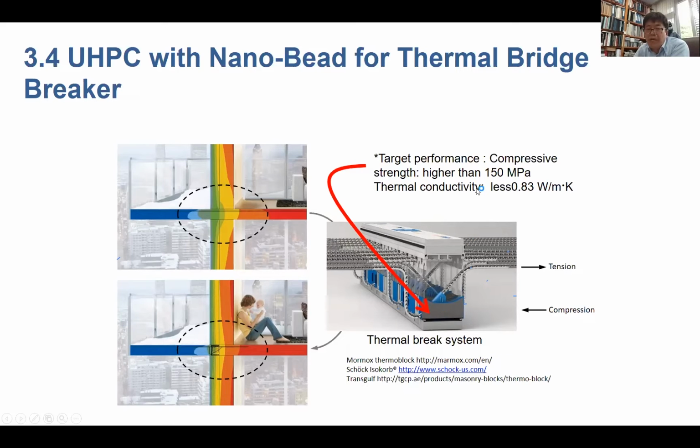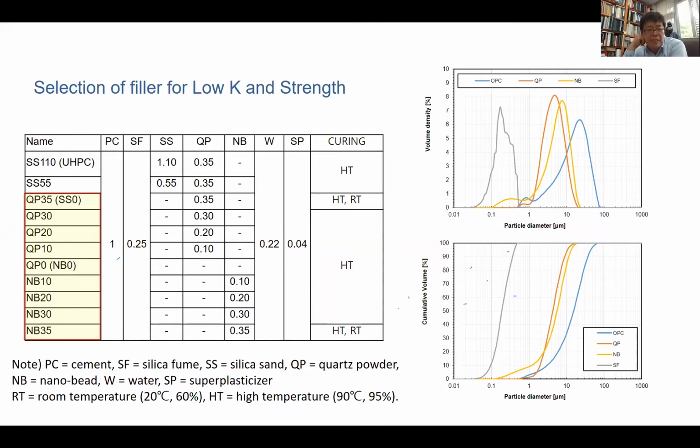So our target is a material with high compressive strength and also low thermal conductivity, developed by adding nano bead material. So we prepared a reference specimen of UHPC with quartz powder, and four specimens, where the fourth specimen is nano bead. So this is the particle distribution, also particle diameter, of cement, quartz powder, nano bead, and silica fume.